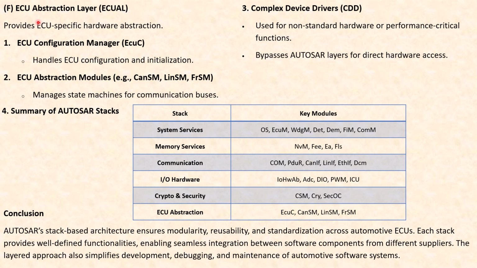Now, last but not the least comes the ECU abstraction layer, which provides ECU specific hardware abstraction, and the ECU configuration manager handles the ECU configurations and initialization. And the ECU abstraction modules CAN-SIM, LIN-SIM, and FR-SIM manage state machines for communication buses.